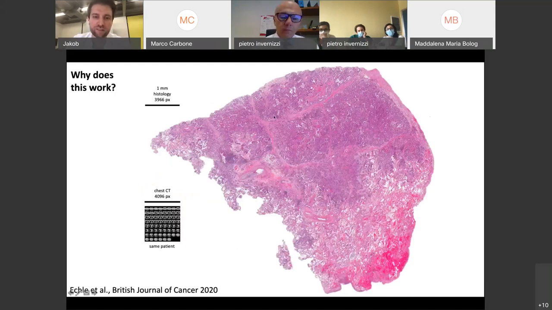Well, because these histopathology slides are huge and they contain a lot of information. As you can see here, that's a lung adenocarcinoma here, and this is a CT scan from the same patient. One pixel in the histology image has the same size as one pixel in the radiology image here. So you can see just by the number of image pixels, histology has so much more information than even the whole chest CT series. So these images contain a lot of information which is useful and which we can extract with deep learning.